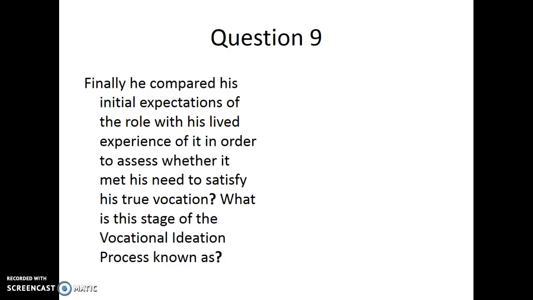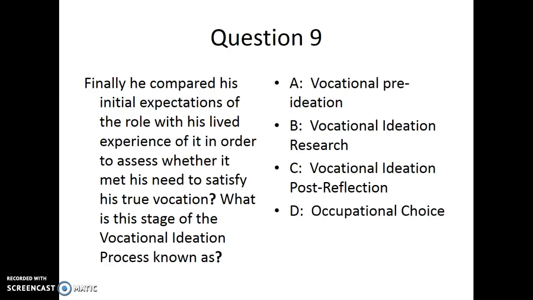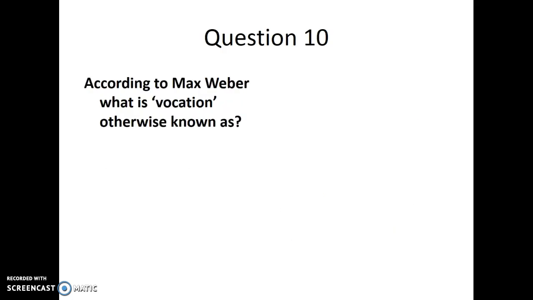Question 9. Finally, he compared his initial expectations of the role with his lived experience of it in order to assess whether it met his need to satisfy his true vocation. What stage of the vocational ideation process is this known as? A, vocational pre-ideation, B, vocational ideation research, C, vocational ideation post-reflection, D, occupational choice, and E, none of the above.